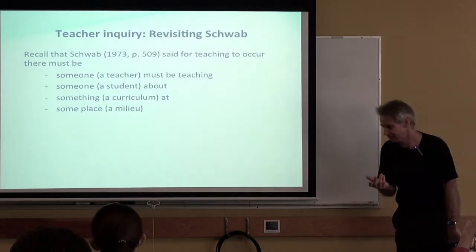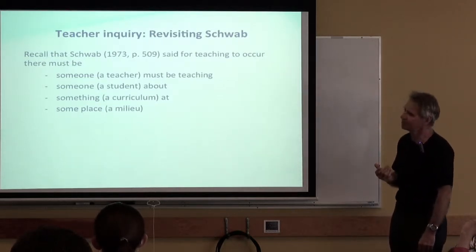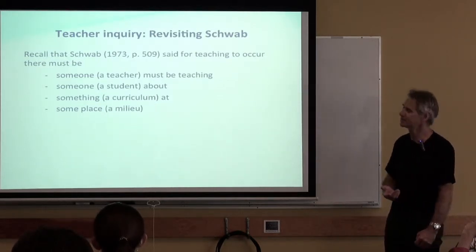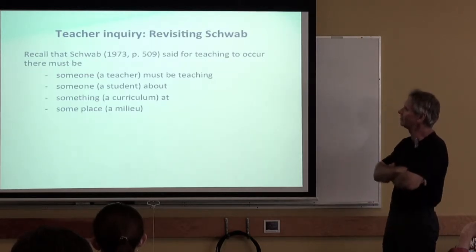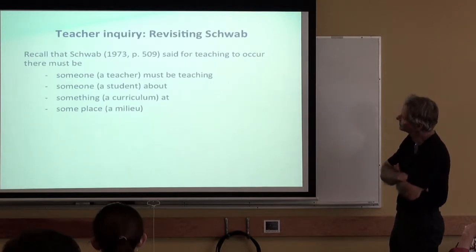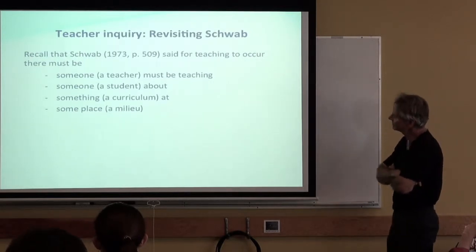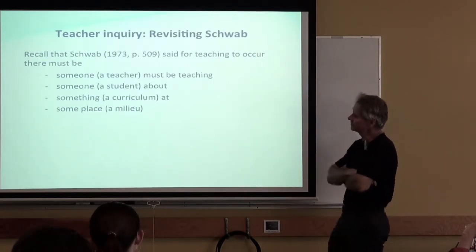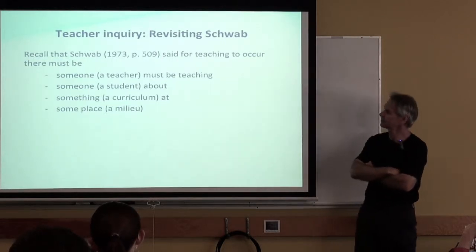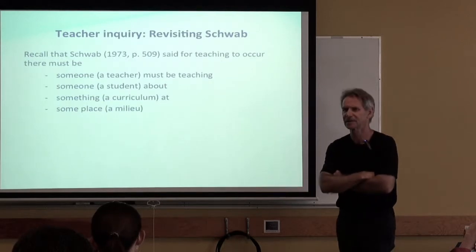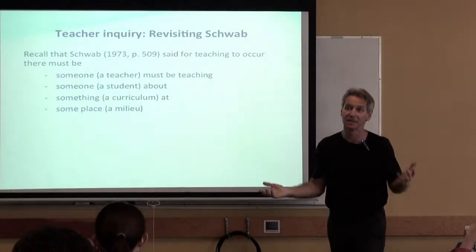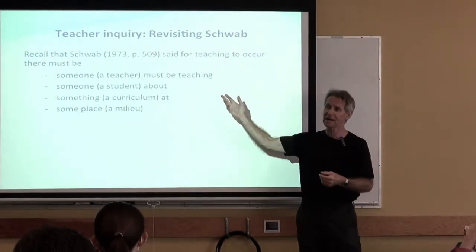And the most controversial, I want to revisit Schwab, and some of you already know what I want to say about this, so you start throwing things already. I don't know why I keep going back to these old people, eh? Schwab, 1973. He said, for teaching to serve as someone, a teacher must be teaching someone, a student, about something, a curriculum at some place. He called it the milieu. Pretty obvious stuff, huh? I mean, it is today. Back in those days, this was fairly radical.